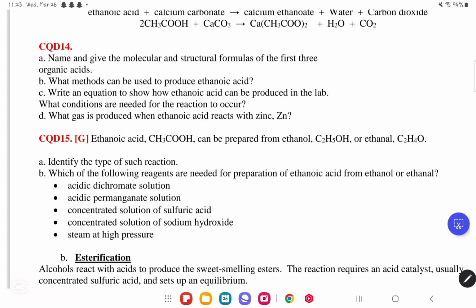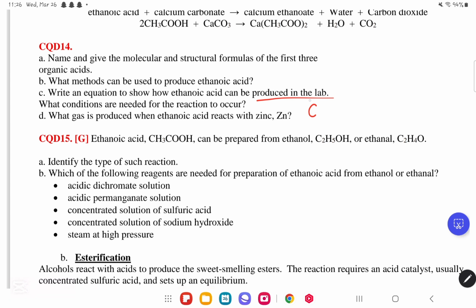So that is pretty much it for this question. We move on to part C. For part C, they said write an equation to show how ethanoic acid can be produced in the lab. So how do we produce ethanoic acid in the lab? First of all, let's write the equation.